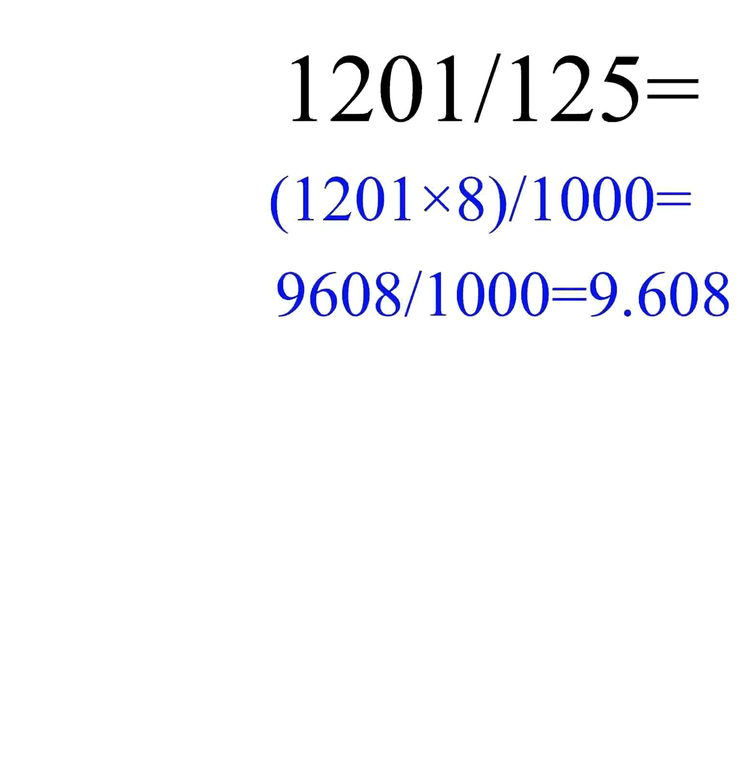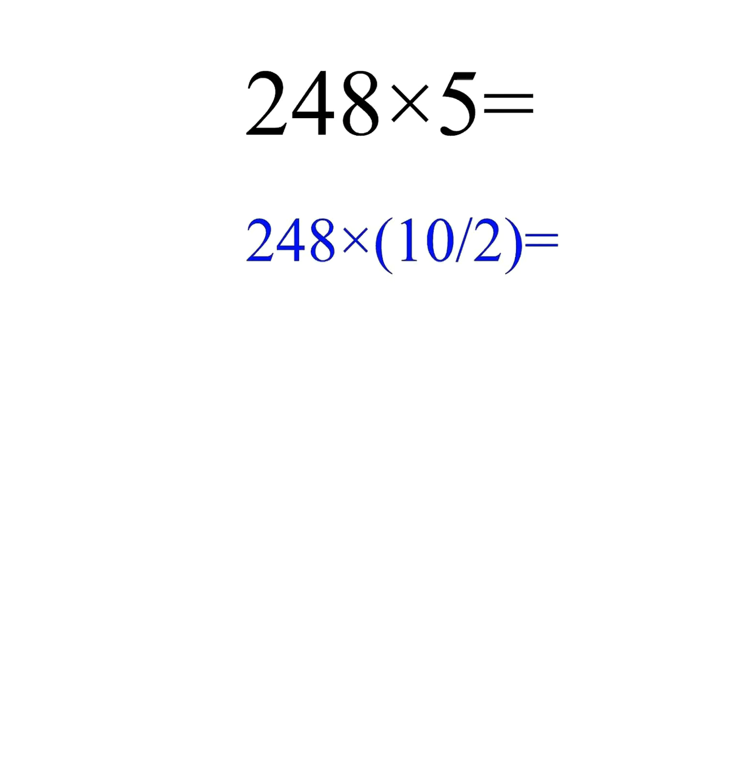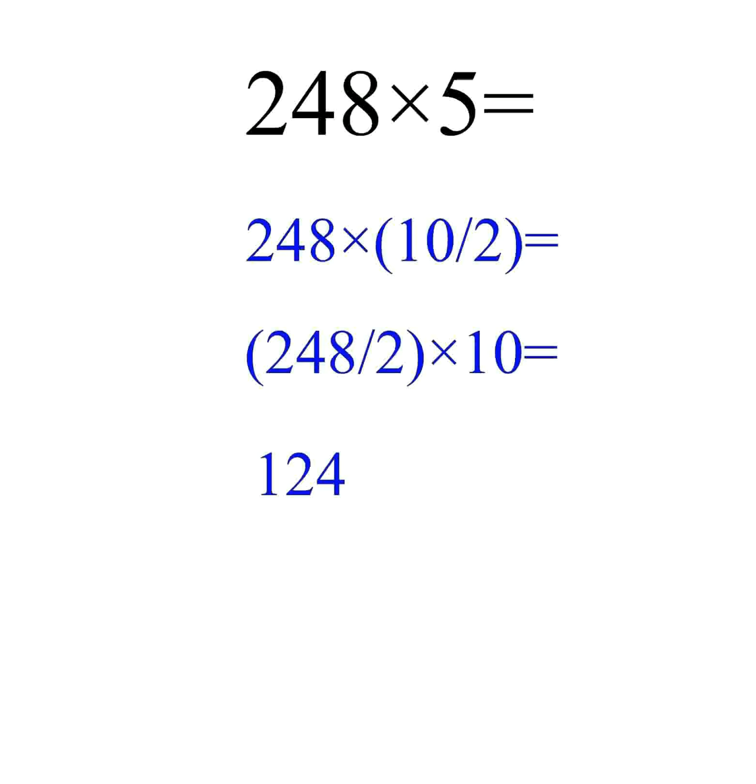Okay, but how to multiply by 5? To do that, you see, 5 equals 10 divided by 2. Okay, and as this is a product, we could divide 248 by 2 instead of dividing 10 by 2. So all we need to do is divide 248 by 2, which would be 124, then put a 0 in front of it.